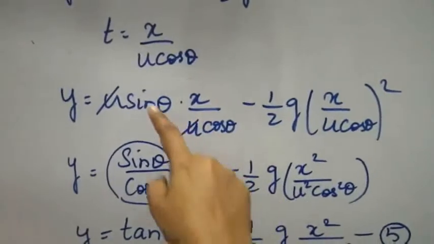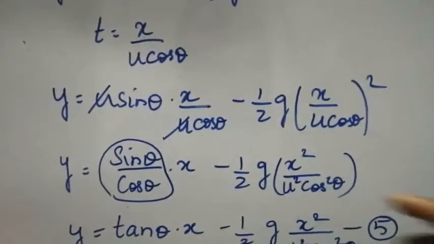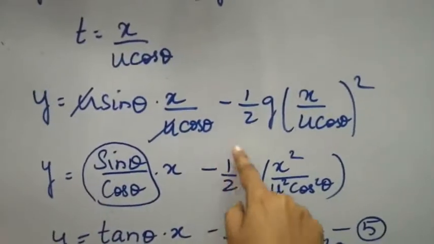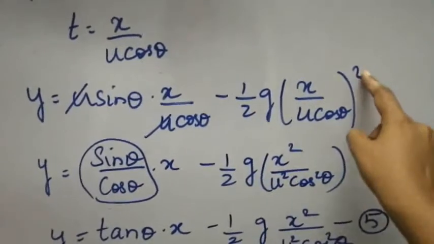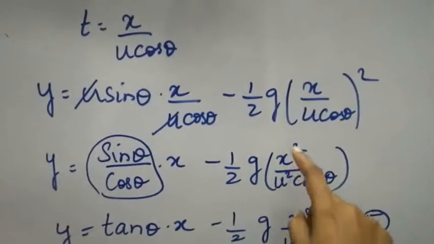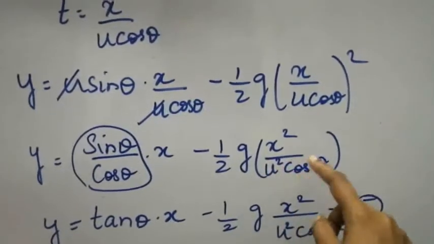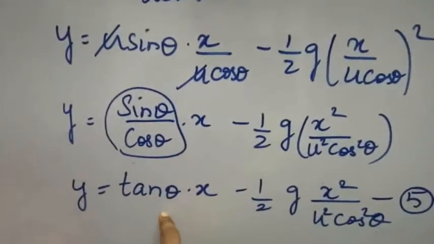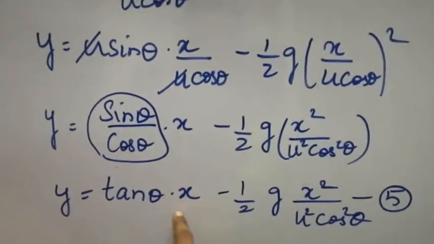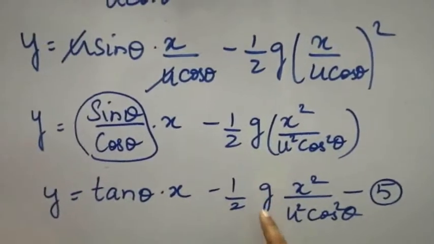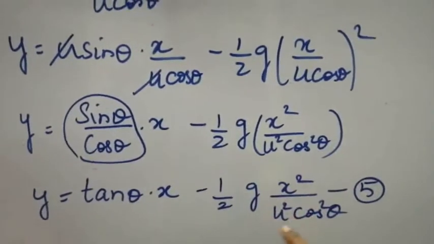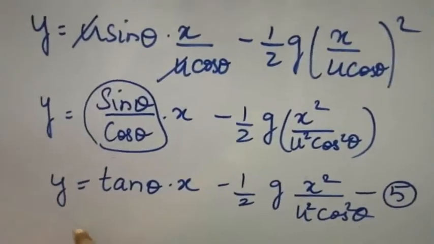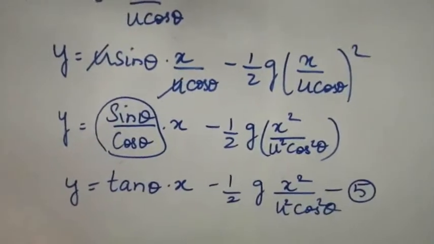Now you have one u common here, so cancel it off. Then it becomes sin by cos separately into x minus 1 by 2 into g into this whole square, put it inside, it is x squared by u squared into cos squared theta. We know that sin theta by cos theta is tan theta. So then y is equal to tan theta into x minus 1 by 2 into g into x squared by u squared cos squared theta. This is my equation number 5, which is the vertical distance y, that is the displacement in the y direction.